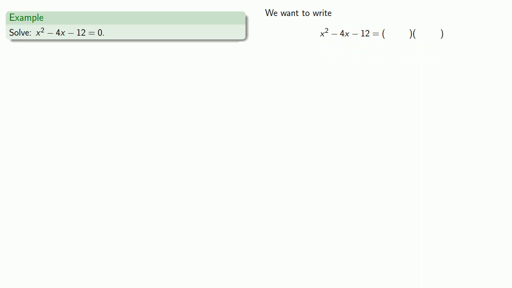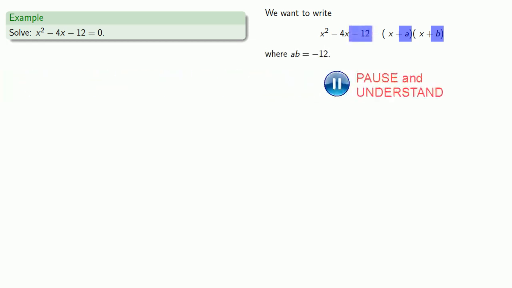Now, if we look at this right-hand side, when we expand, we want those first terms to give us x squared. And so that means they have to be x and x. Since we don't actually know the factorization, we don't know what the second terms are, so we'll just write them as plus a plus b. But the important thing we know is that the product of these two last terms, a times b, must be negative 12. So now this factoring problem comes down to determining what a and b are.